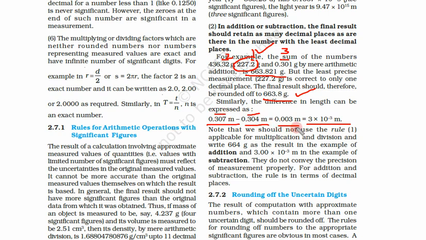Note that we should not use rule 1, applicable for multiplication and division, to write 664 gram. So we cannot use it. The multiplication rule is a little bit different, because if you count here, this has 5, this has 4, this has 3 significant digits. If we had used the multiplication rule, then we should have approximated it as 664 gram. So that is the result in the example of addition, and 3.03 in the example of subtraction.